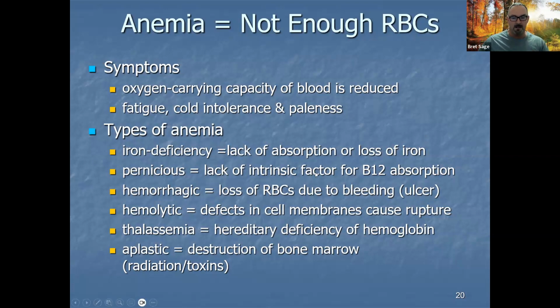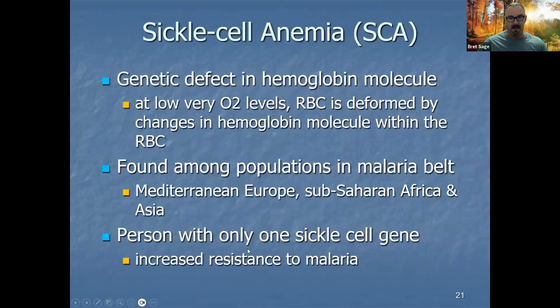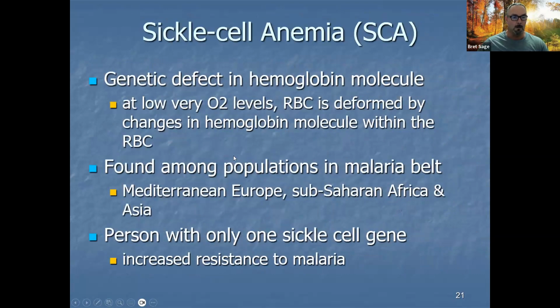Pernicious anemia is lack of intrinsic factor for B12 absorption. Hemorrhagic anemia, loss of red blood cells due to bleeding. So, for example, ulcers can lead to hemorrhagic anemia. Hemolytic anemia, defects in the cell membranes of red blood cells cause it to rupture, don't work well. Thalassemia is a hereditary deficiency of hemoglobin production. Aplastic anemia is the destruction of bone marrow due to radiation or toxins. Sickle cell anemia is a genetic defect in the production of the hemoglobin molecule.